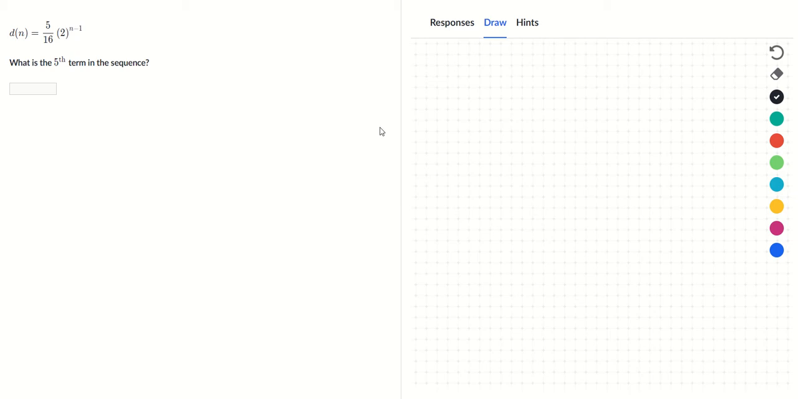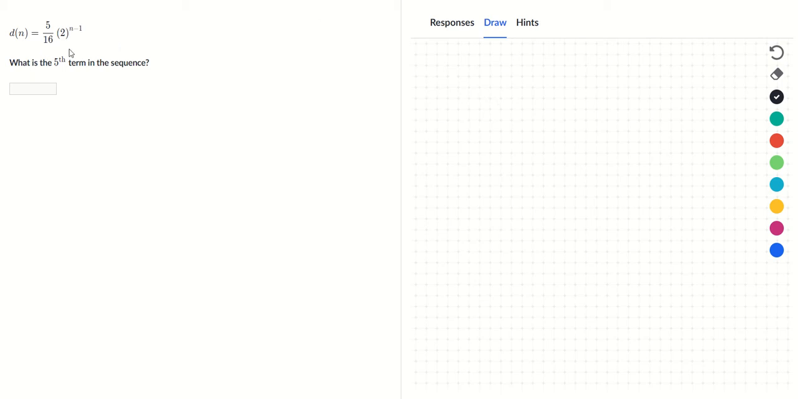Well, for these problems, you're going to have two types of questions, or two types of problems. You're going to have explicit problems and recursive problems, or recursive formulas or sequences. Okay? I hope you understand. So let's go ahead first and see how we tackle this question. Well, this one is pretty explicit. It tells us what is the fifth term in the sequence.